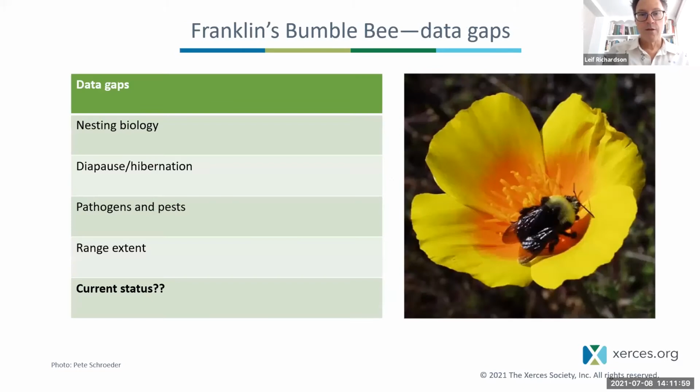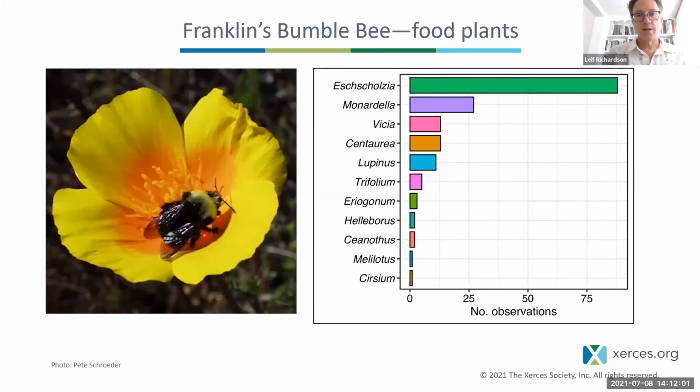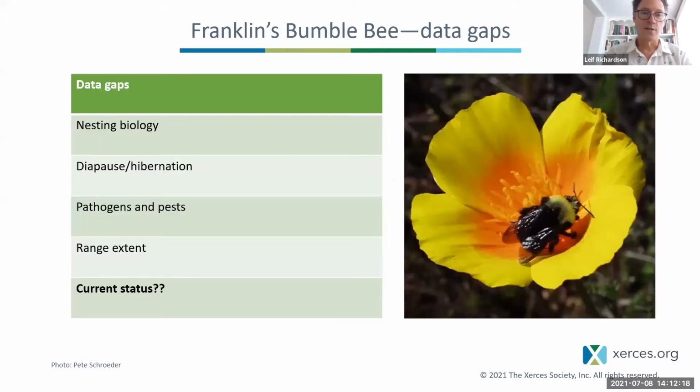So California poppy, monardella or coyote mint, vetches, knapweeds, lupins, clovers, and we'll get into the common names of some of these others in a little bit. But that's sort of the universe of plants that we want to start looking on. We certainly don't want to not look at other plants, but those are the plants that the bee has shown us it is using.